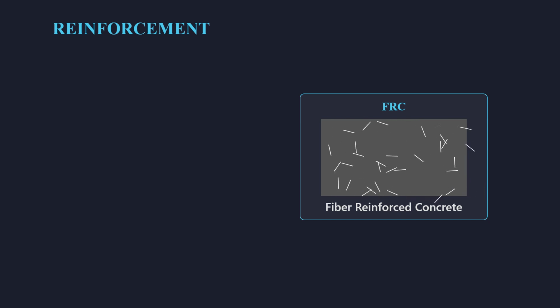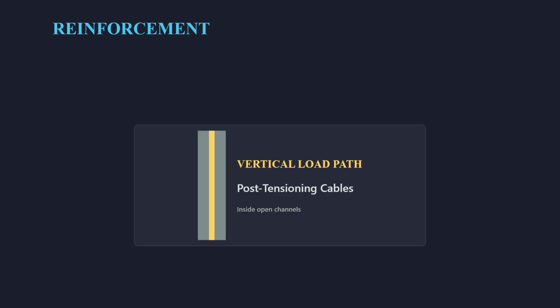Fiber-reinforced concrete, or FRC, offers an alternative, utilizing short, dispersed fibers such as glass, polymer, or steel within the mix. FRC enhances ductility and mitigates crack formation, particularly improving the tensile capacity across the cold joints. For multi-story structures, vertical load paths require dedicated reinforcement. Post-tensioning cables or vertical steel rods are often required, running through dedicated vertical channels left open during the printing process to be tensioned or grouted later.